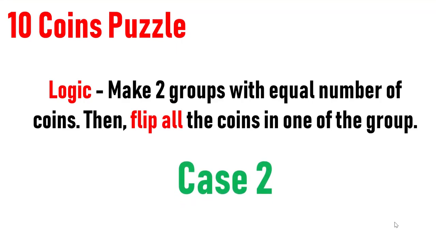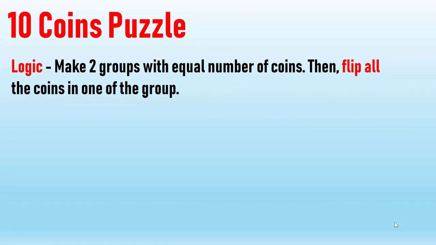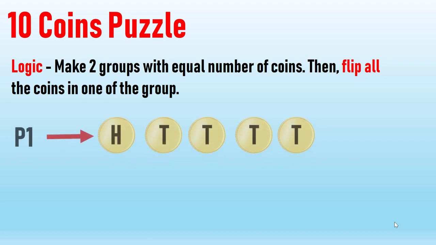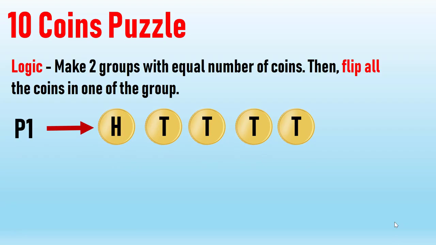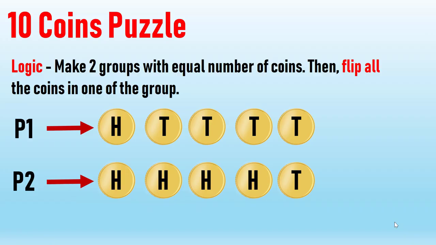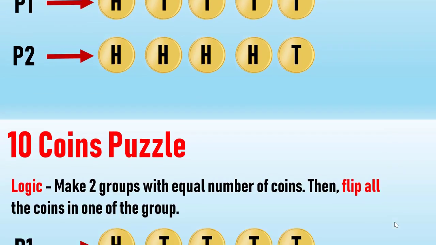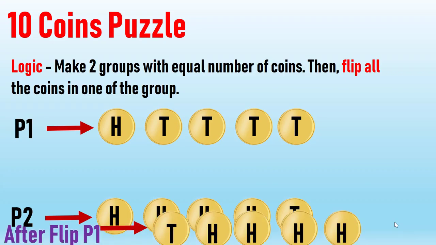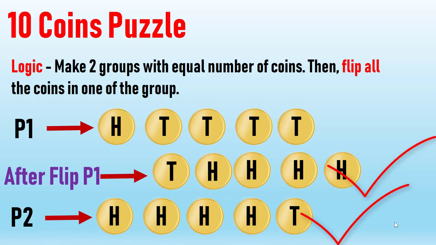Let's consider another case. In this case, assume that group P1 has coins with 1 head and 4 tails, and group P2 has coins with 4 heads and 1 tail. Now when P1 is flipped, we can see that number of heads in group 1 is equal to number of heads in group 2. In this way, we can make sure that the number of heads is equal in both groups logically using these simple steps.